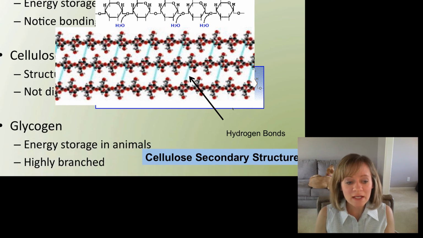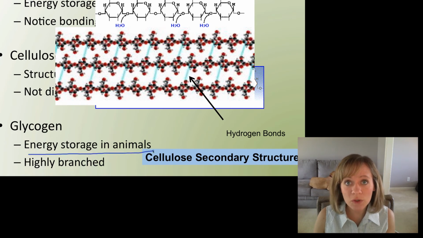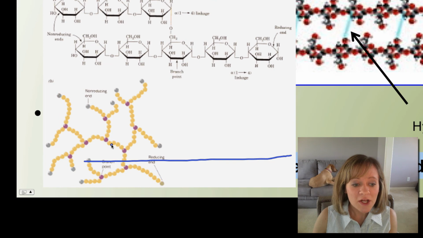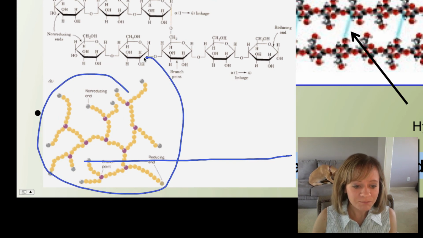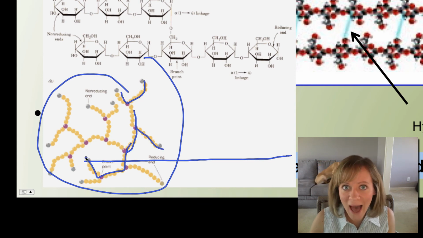Last carbohydrate is glycogen, and so glycogen, the function is energy storage in animals. So this is what we use to store our energy in our muscles, for example. It's a highly branched polymer of glucose monomers. So let's look at this part here. All of these little yellow balls are glucose monomers. And so we can see all of this high branching, lots of bonds happening there.